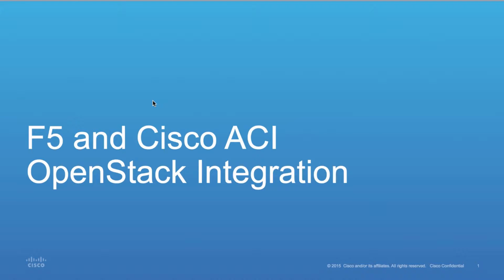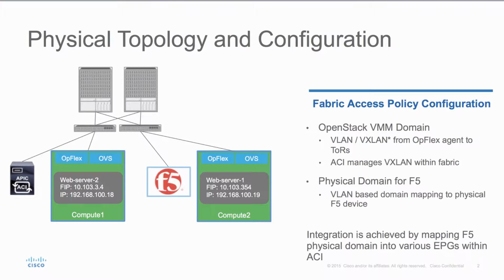This demonstration showcases the integration between F5 Big IP and Cisco ACI in the OpenStack environment. The physical topology for the demonstration uses an ACI fabric with a physical F5 load balancer connected to a physical domain in ACI, as well as two servers running KVM and the OpFlex agent connected to a VMM domain in the OpenStack environment.